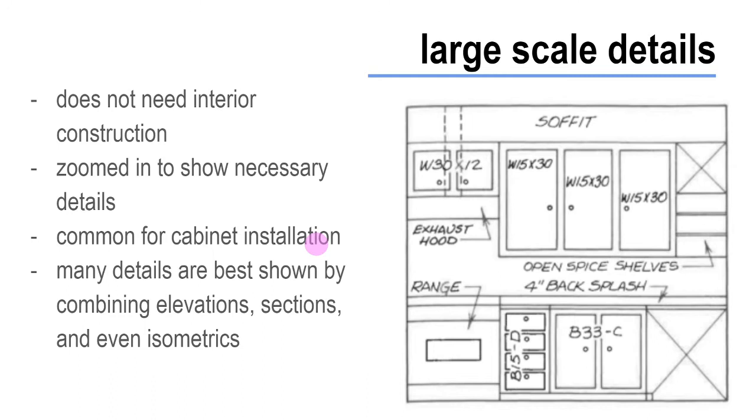And so this is where you would use some of those larger scales on your architect scale, like the 1.5 inch equals a foot or larger. Many of these details are best shown by combining interior elevations with plan views, and sometimes even in isometric, particularly with stairs or other installation details. Having that three-dimensional view can be very helpful to understand how the concepts of those elevations tie into each other.